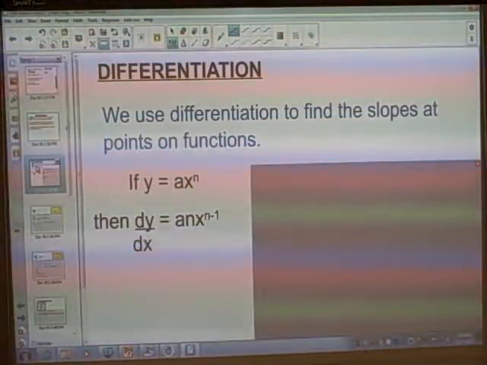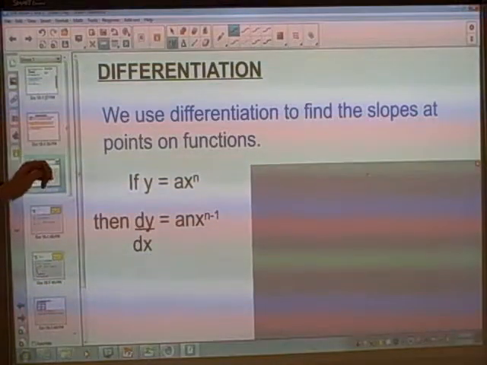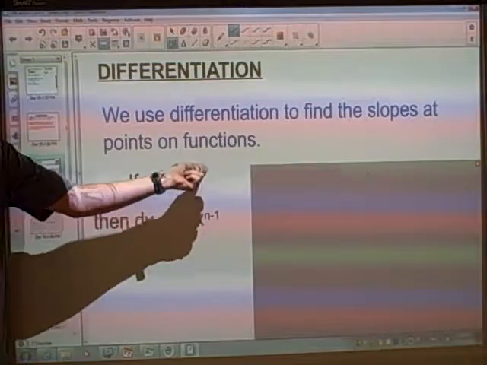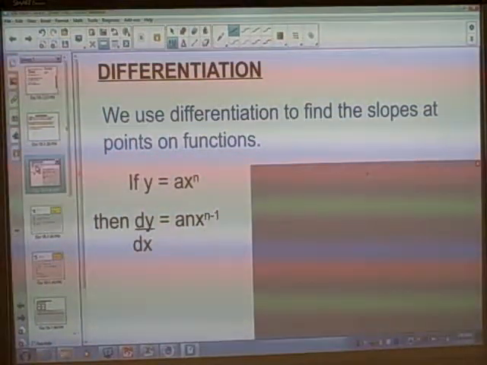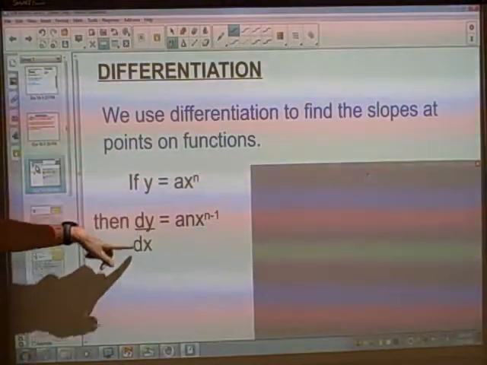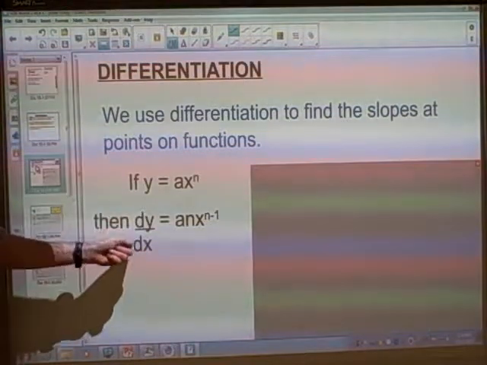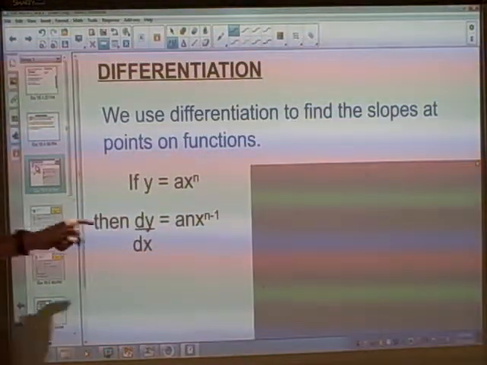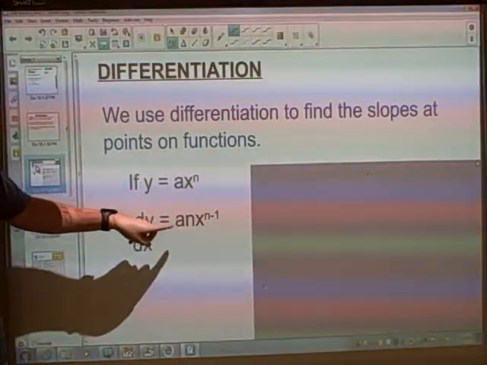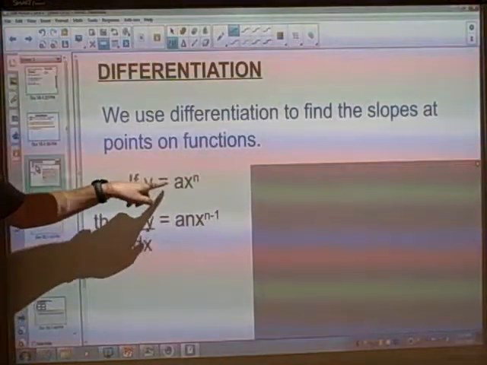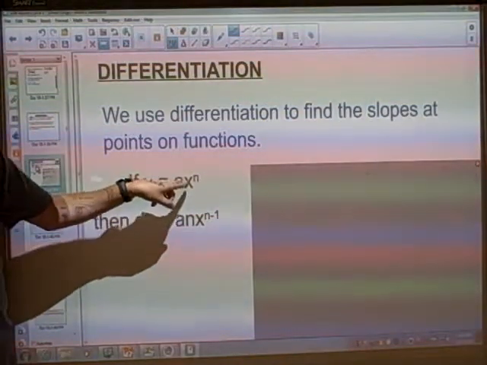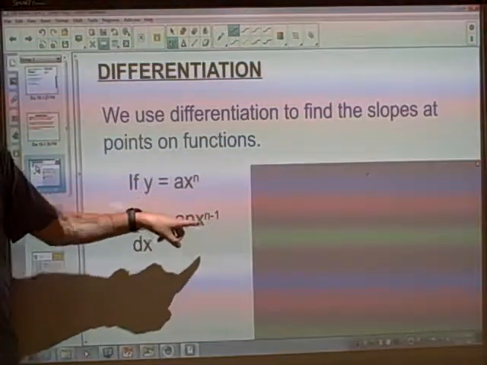Now, at the very end of the last lesson, what we found out is that if we have a formula in the form y equals some number a times x raised to a power n, then if we want to find the slope, which we're going to call dy by dx, the difference of the y values over the difference of the x values, just like (y2 minus y1) over (x2 minus x1), then what we do is we bring the n to the front, and n times a you can just write as an. Leave this alone, but you decrease the power by 1.